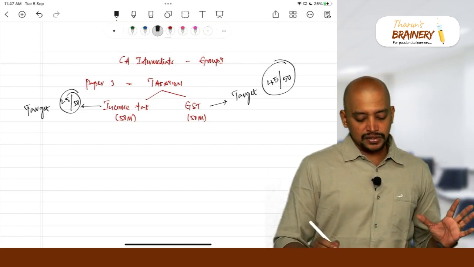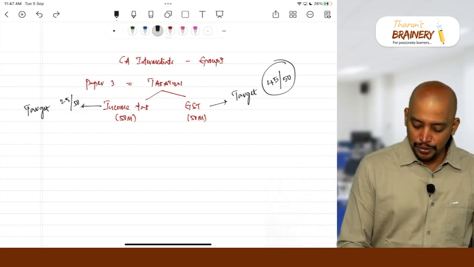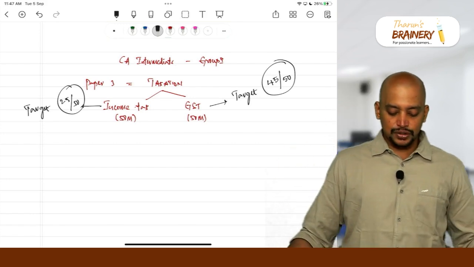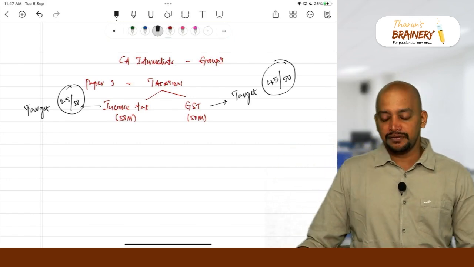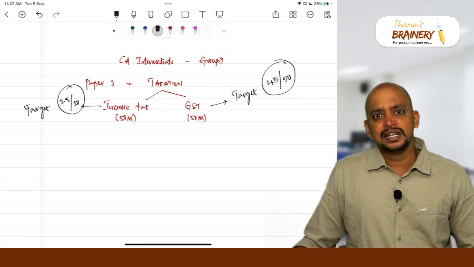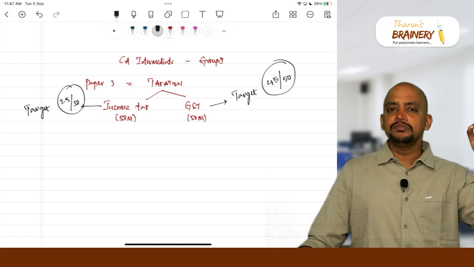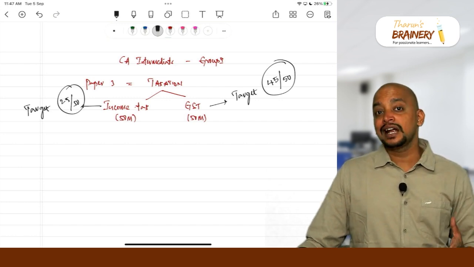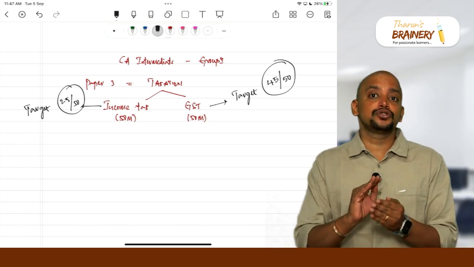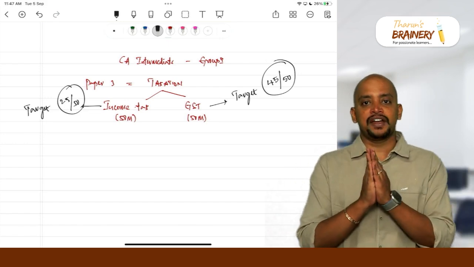So what happens in total? We are able to aim for 45 plus 25, which is approximately 70 marks. 70 marks should be the minimum. I am not telling you that this should be the maximum. No, this much minimum you should be able to achieve, 70 to 75.